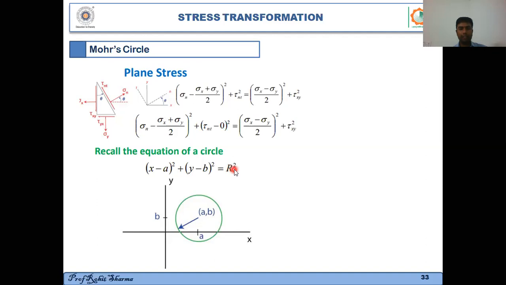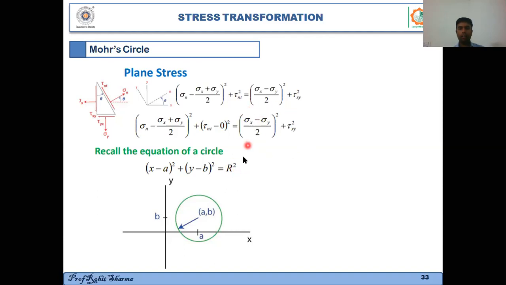Now, if you compare this equation with that equation, first you have to rearrange it in this form. I'm just including a 0 over here, tau nt minus 0 squared, just this small manipulation. And if you compare these two equations, you will find that this equation represents the equation of a circle. Here the center is a and b, and if you look at this equation, the center will be (sigma x plus sigma y)/2 and b, which is 0. So the center of this circle will be ((sigma x plus sigma y)/2, 0), and r squared is this.